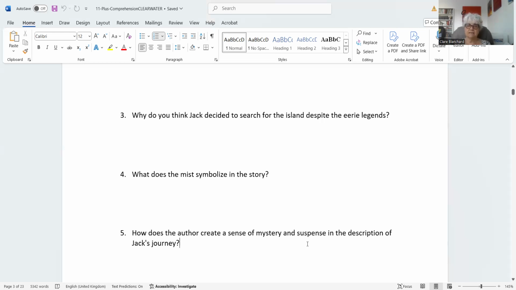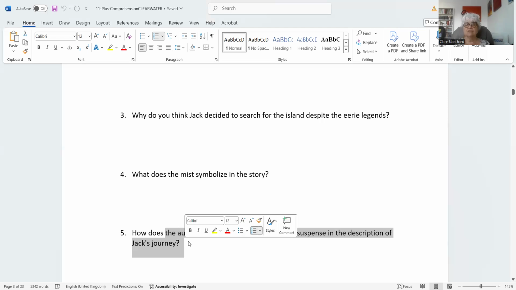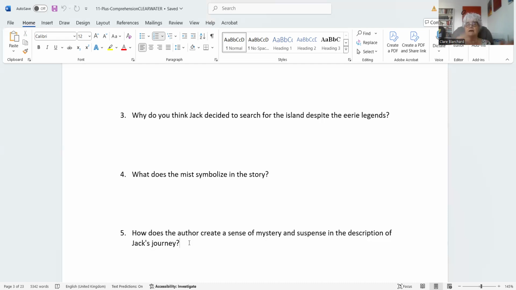It's very easy to get lost and lose focus and forget to answer the whole question. So my advice is to start your answer by rephrasing the question. And how would we do that? The author creates a sense of mystery and suspense in the description of Jack's journey by using this technique, that technique, and that technique. So what I would do in my opening sentence is rephrase the question and then do a short list of, let's say, 3 techniques or devices that the author has used.